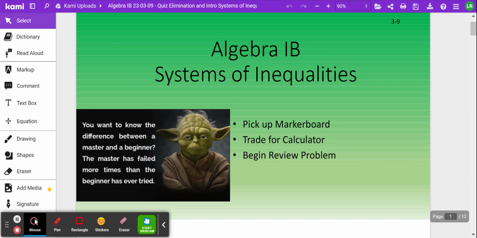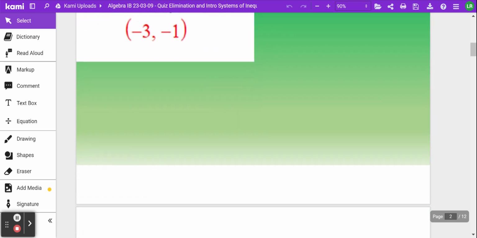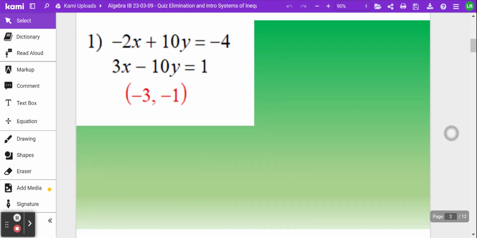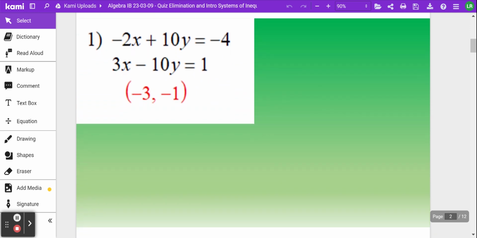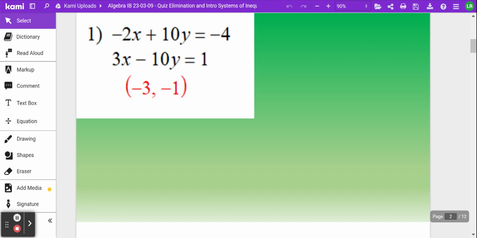Wait, time out. If you do not have your marker board stuff, let's go ahead and make sure we get that. Now, when we do the first problem, you're going to see the problem, and in red below it, you're going to see the answer. So if you're getting that answer when you get done, you know you are doing things correctly. So here is the first one. Please pause the video and give the students some time to finish this problem, about 5 minutes.